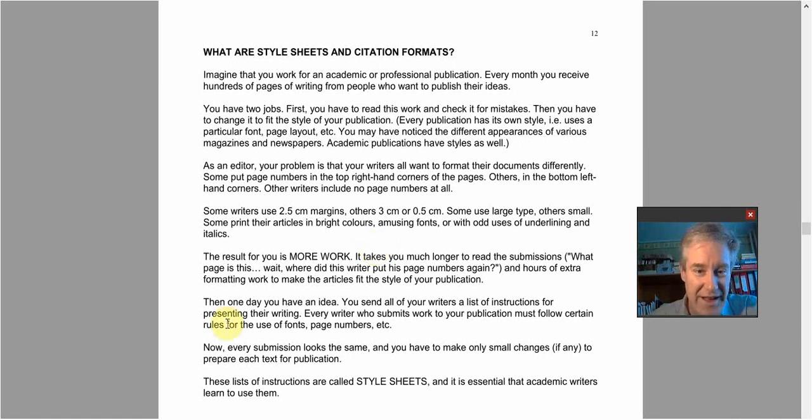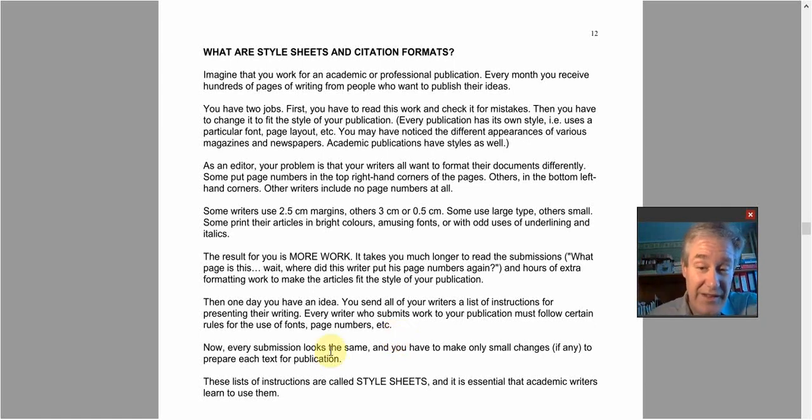So then one day you have an idea. So you are the editor of this magazine or this journal. You have an idea. You send all of your writers a list of instructions for presenting their writing. Every writer who submits work to your publication must follow certain rules for the use of fonts, page numbers, etc. So you say, if you want to publish your work in my magazine, here are some rules. I want you to put your page numbers on the top right-hand corner. I want you to have margins of 2.5 centimeters. I want you to use 12-point Times New Roman font when you submit your text.